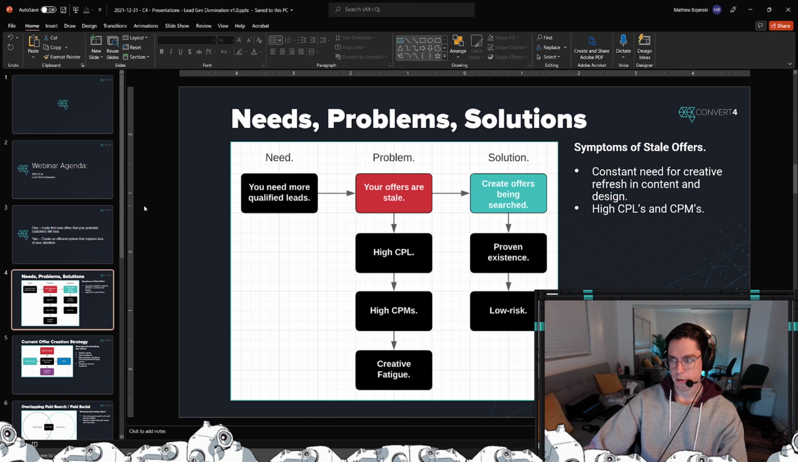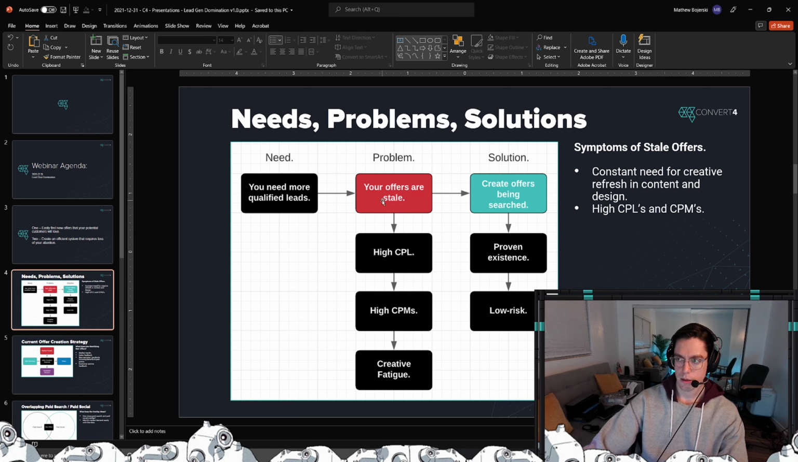This is the current need, problem, and solution of a lead gen based business. You need more qualified leads. The problem, your offers are stale, or maybe you don't have any offers at all. Maybe you don't have any downloadable offers or videos or something to exchange for lead contact information. Maybe you don't have any of that created just yet.